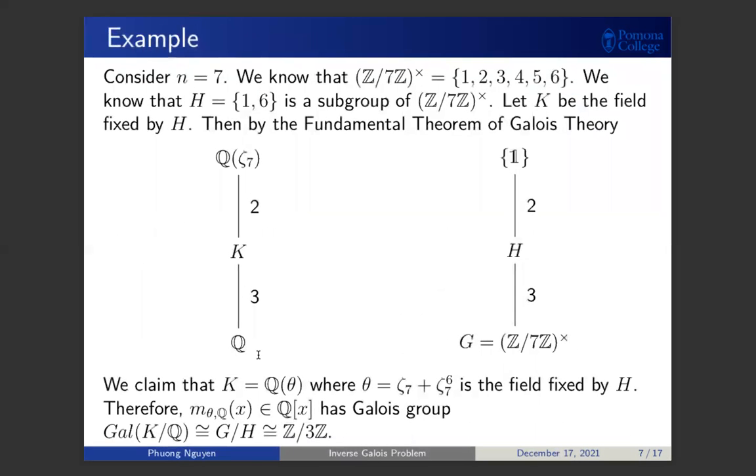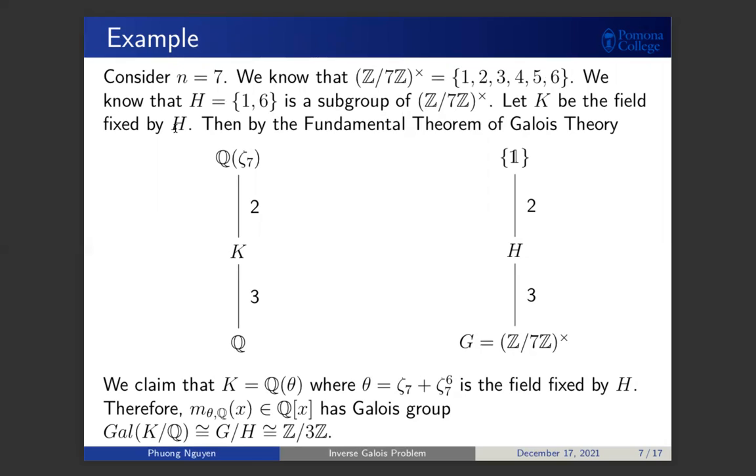So let's look at a more specific example first. Consider n equals 7. We know that the group (Z/7Z)^× is {1, 2, 3, 4, 5, 6}. H equals {1, 6} is a subgroup of this group. And we want to let K be the field fixed by H.